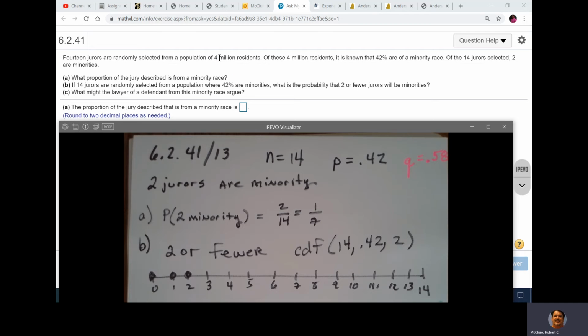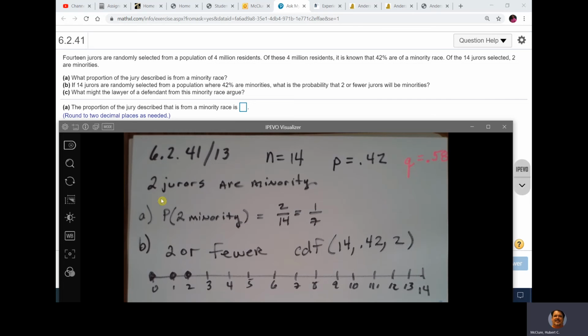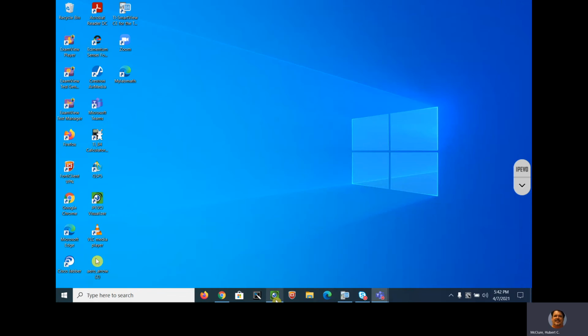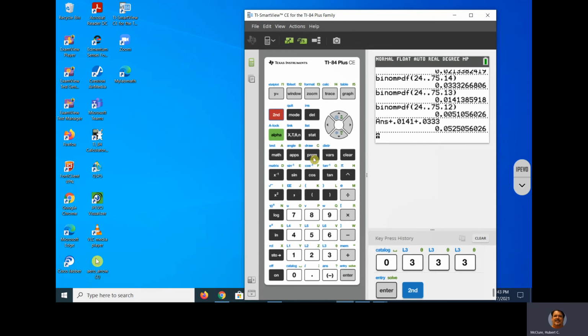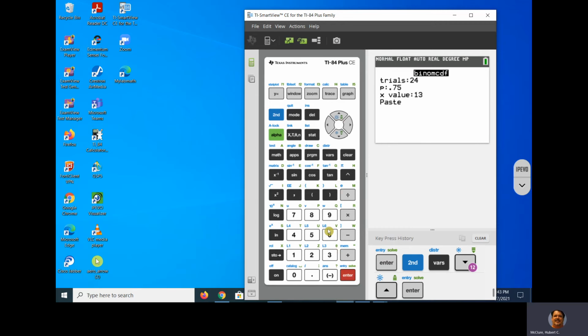Well, there's not enough. You have 4 million people who come together for a jury, and there are only 2 minorities. The probability of 2 or fewer is, let's do that, CDF right quick, just to do it. Second vars, CDF, binomial, and that's going to be n equal to 14, p equal to 0.42.